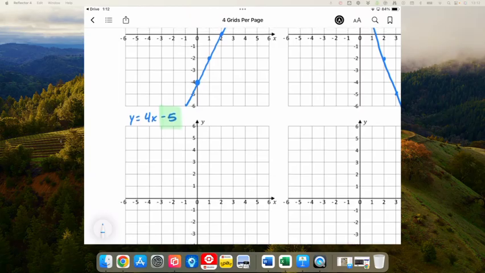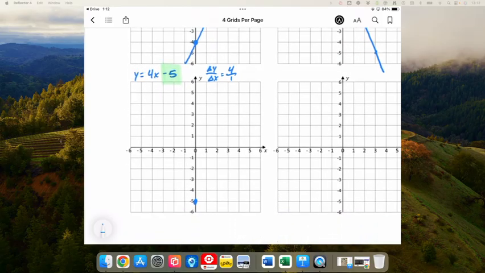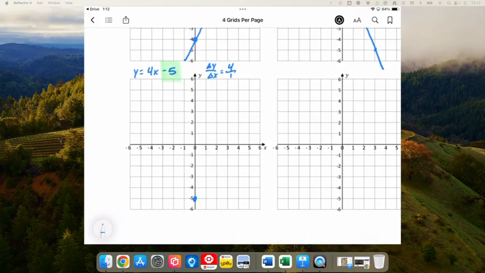Change in y over change in x would make that 4 over 1. And so we're going to go up 4 because it's positive, and to the right 1. And then again, I don't have enough room to do that again, so make our line.